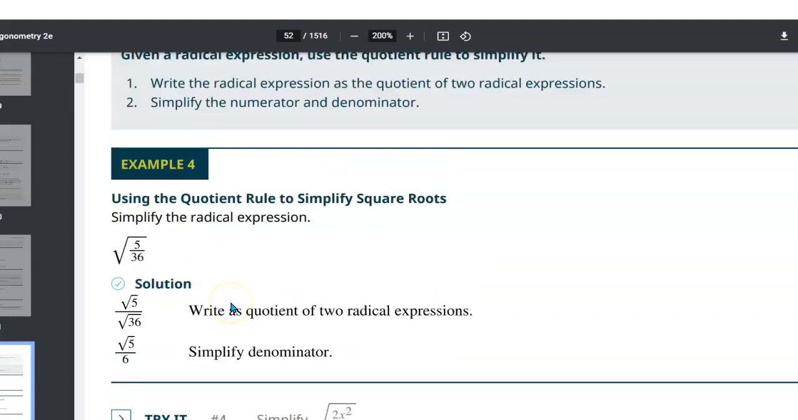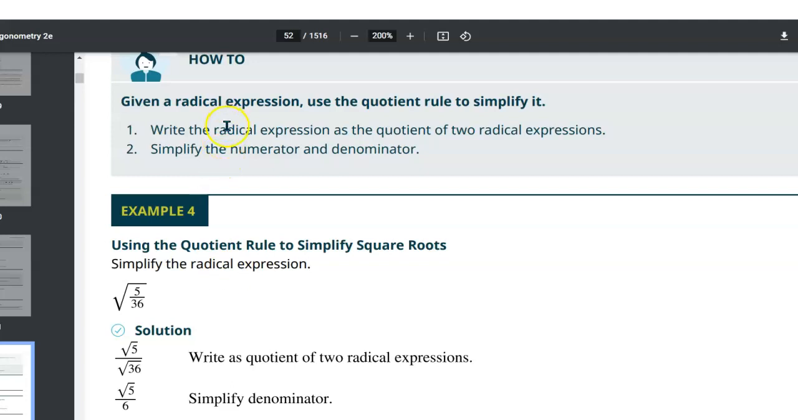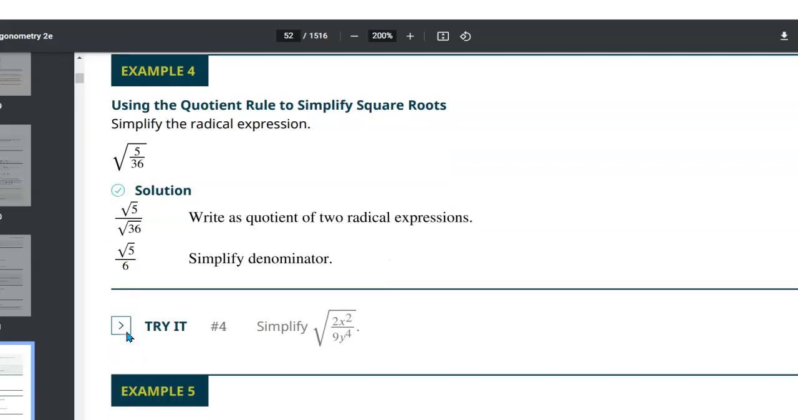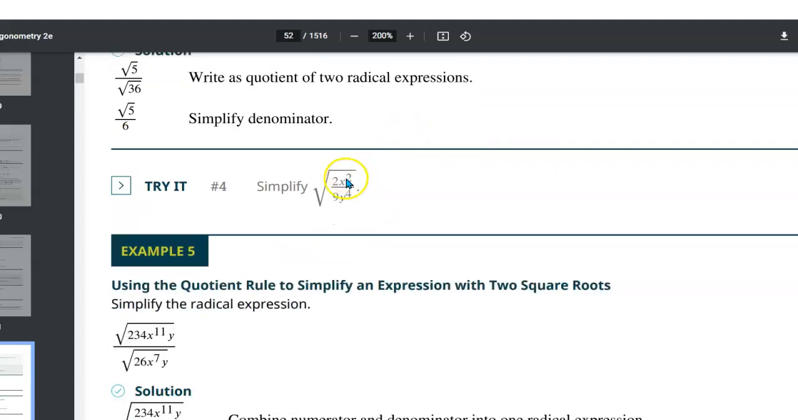So that's the algorithm right there. Example 4, you can break this up: radical 5 over radical 36, but that's radical 5 over 6. Remember, we don't like radicals in the bottom. And try this one now, see if you get x over 3y squared times radical 2, where radical 2 is in the numerator. Okay.